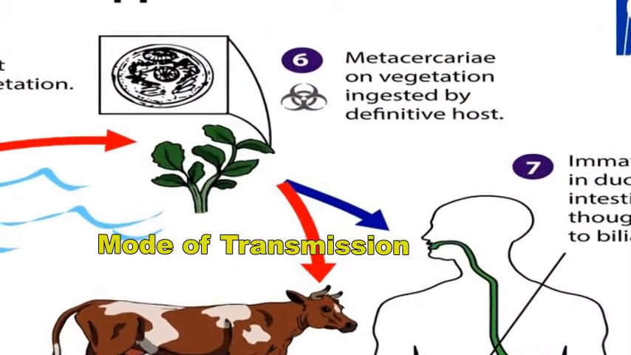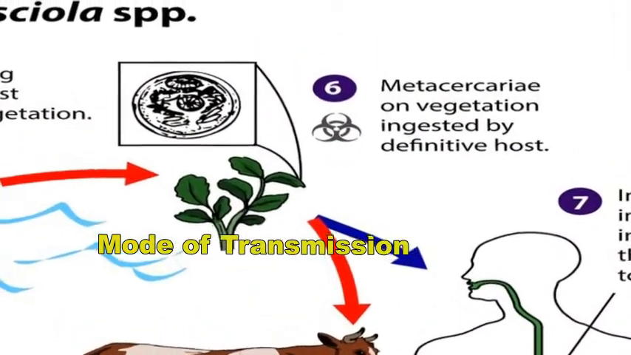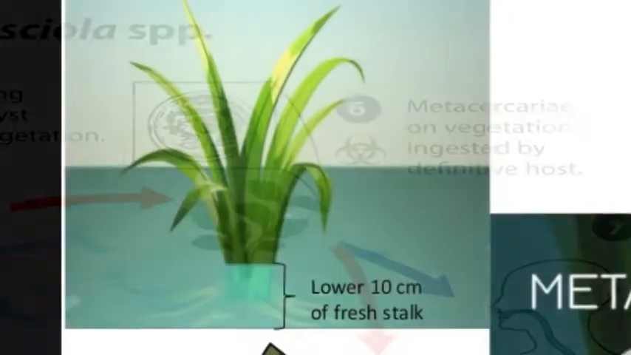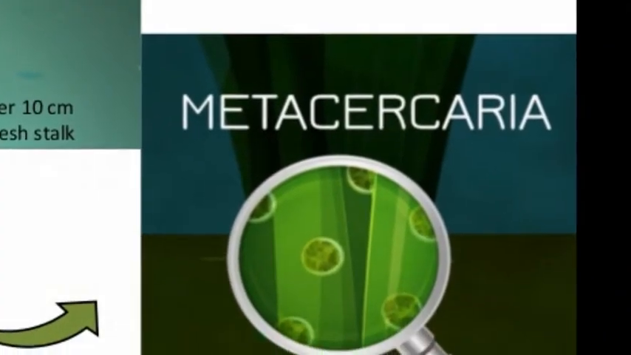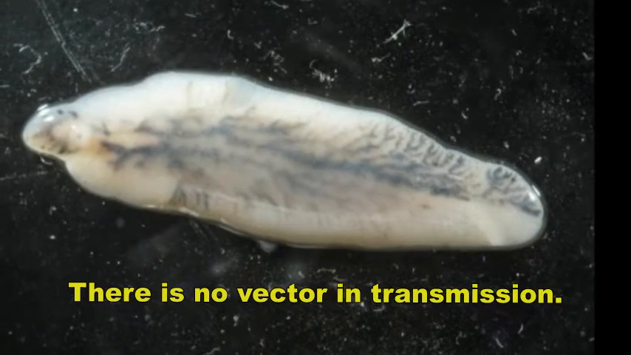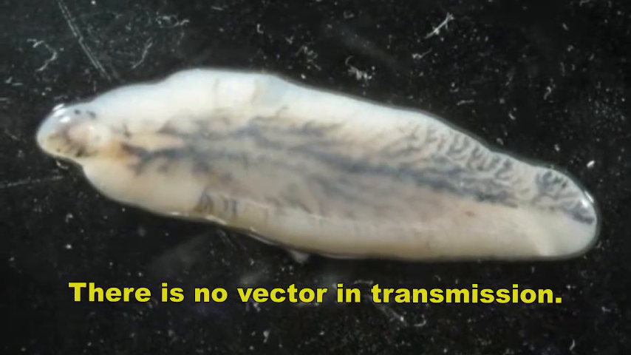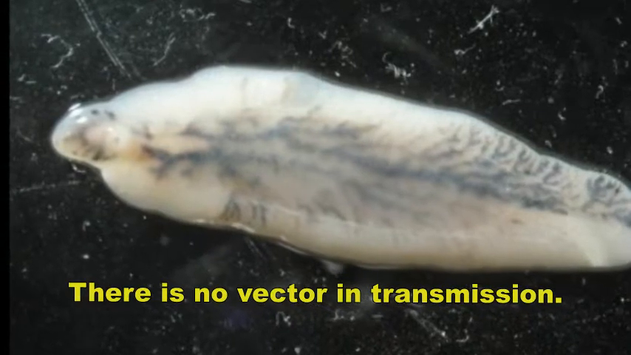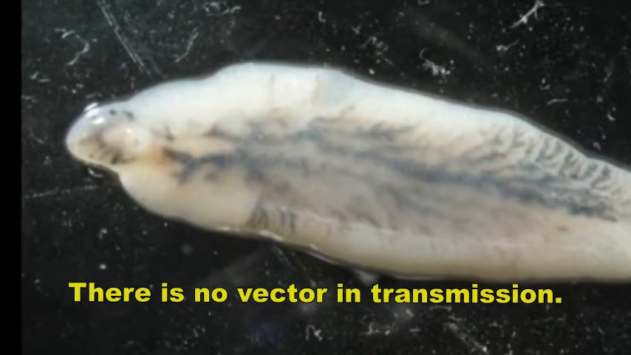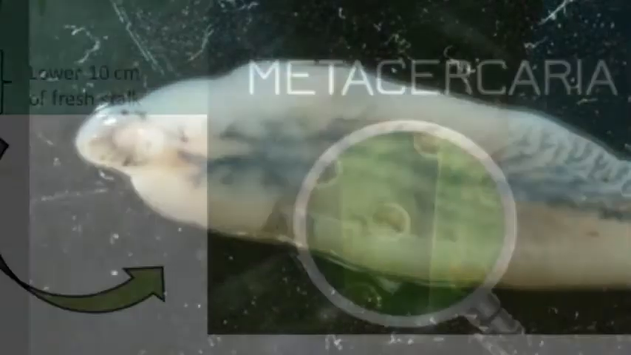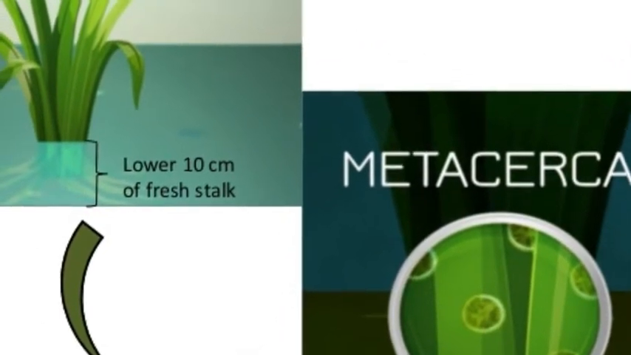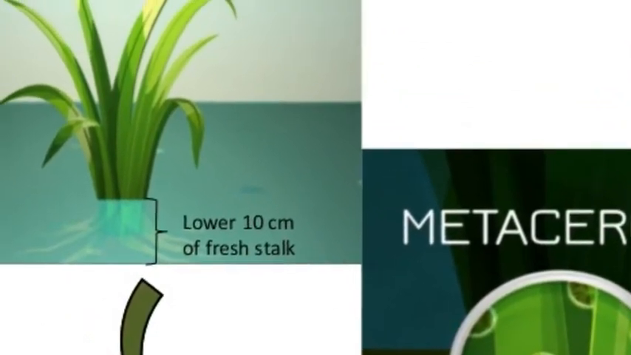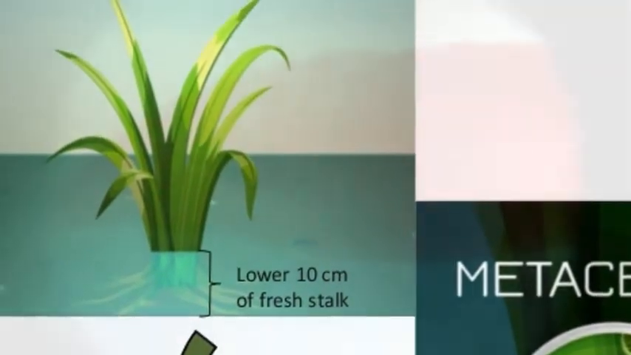Now, let's go to the mode of transmission of Fasciola hepatica. So, ingestion of freshwater plants with metacercariae or by drinking water with floating metacercariae. Next, there is no vector in Fasciola hepatica transmission. Transmission occurs through the ingestion of raw, freshwater vegetation on which the flukes in their metacercarial form are encysted. The plants become exposed to the metacercariae when the body of water that the vegetation is growing in becomes contaminated by eggs in the fecal matter of an infective host.